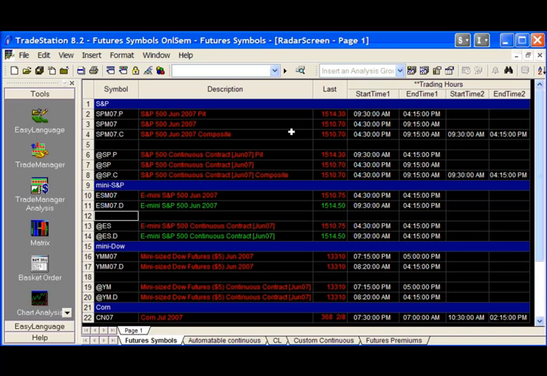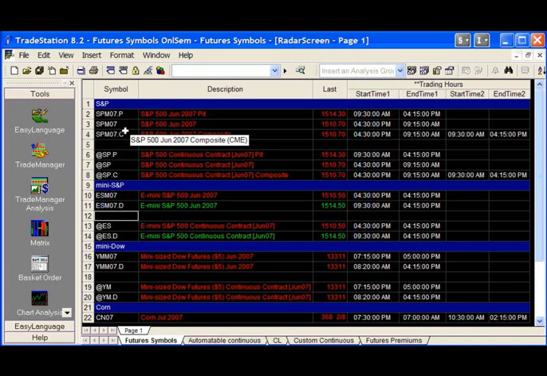I put together a radar screen page and some charts so that we could see the symbols in action, and you can get a sort of graphic sense of what the trading hours are and how those extensions compare to each other. So for instance, taking a look at this radar screen page, you'll see I have SPM07.P, that's the PIT futures.